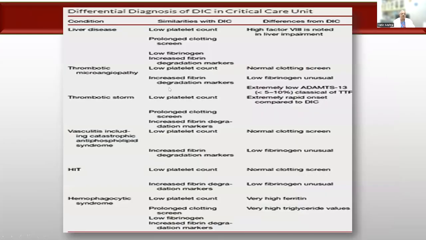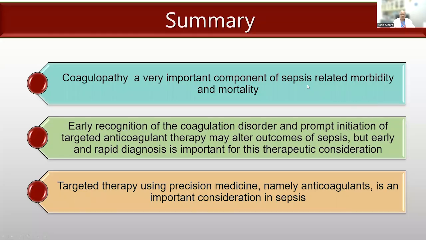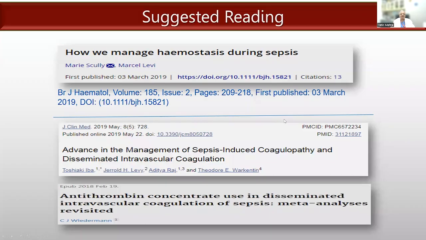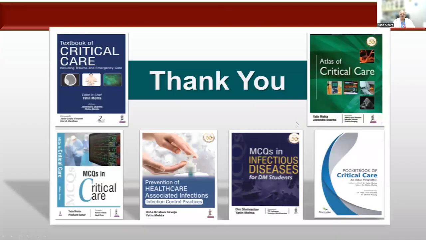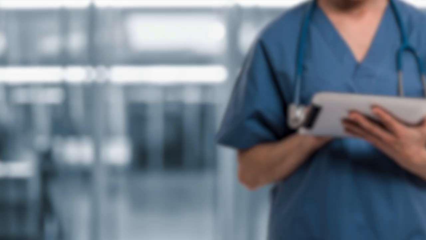But you have to rule out differential diagnosis of coagulopathy. There can be multiple other reasons which have to be ruled out. So basically, coagulopathy is a very important component of sepsis-related morbidity and mortality. Early recognition of the coagulation disorder and prompt initiation of targeted anticoagulant therapy may alter outcomes of sepsis. But early and rapid diagnosis is important for this therapeutic consideration. Targeted therapy using precision medicine, namely anticoagulants, is an important consideration in sepsis. So thank you very much for your attention.